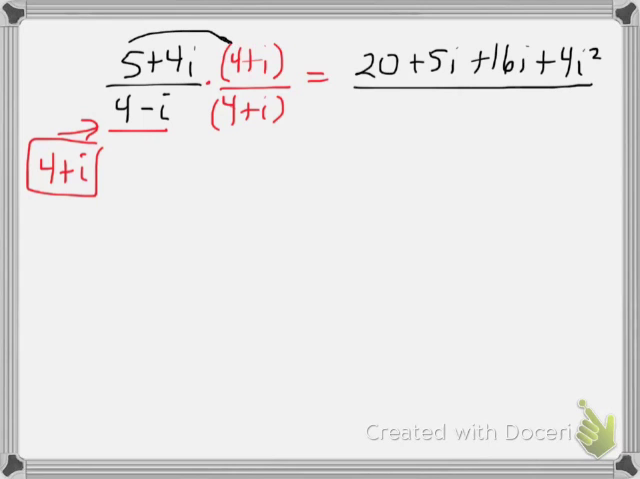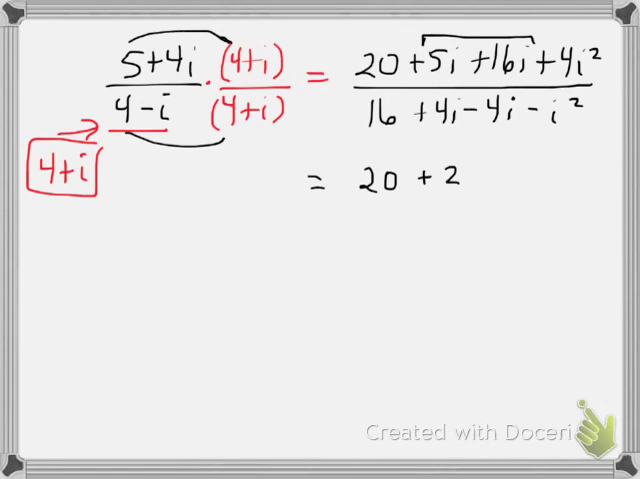On the denominator, I get 16 plus 4I minus 4I minus I squared. Okay, and my first step here is going to be to combine my I terms on the numerator and the denominator, just so I have a few less terms that I have to look at. So I have a 5I and a 16I. I can add them together and get 21I.